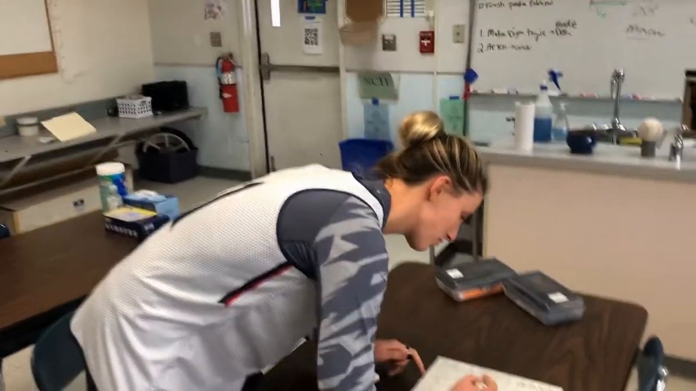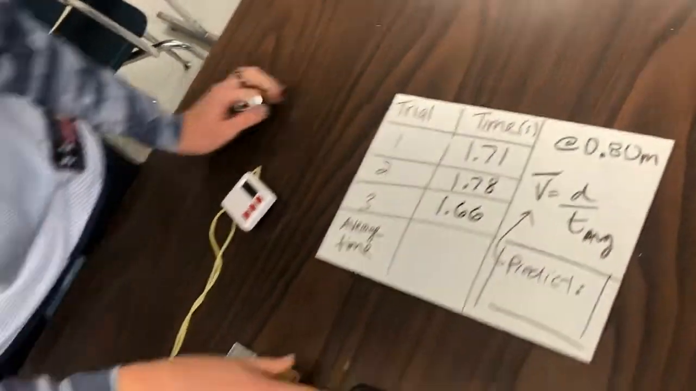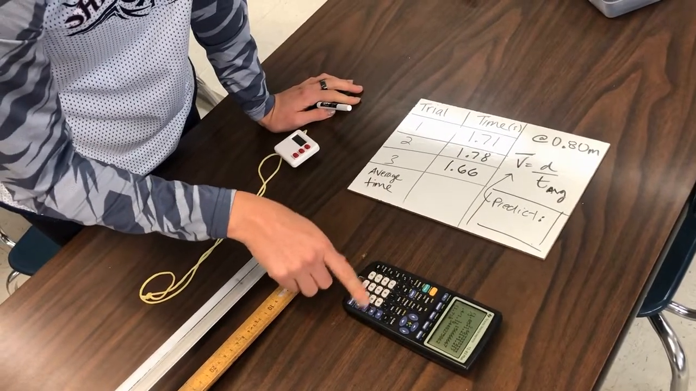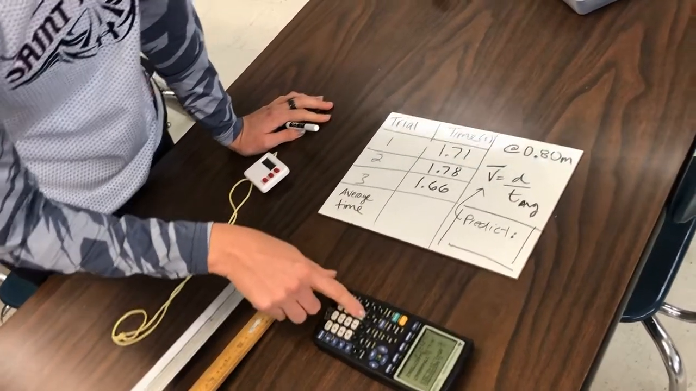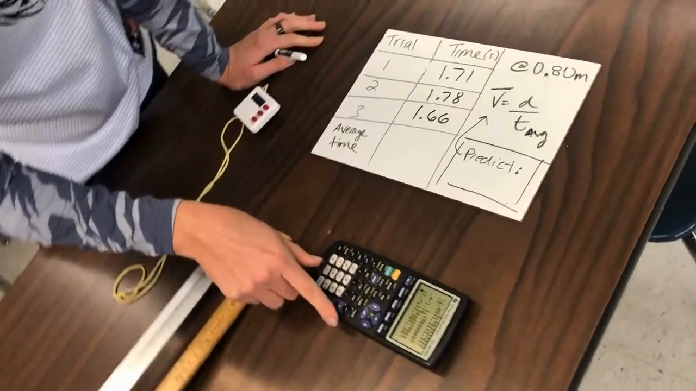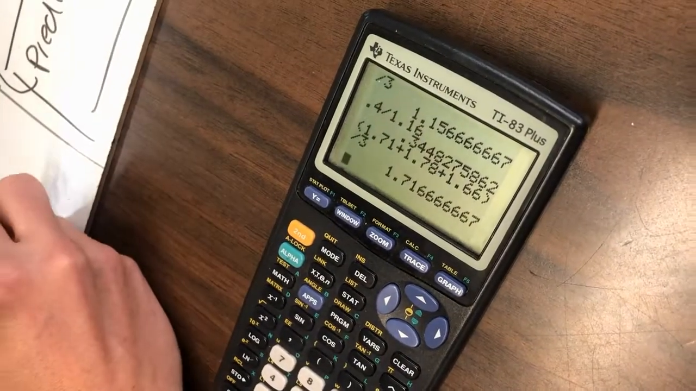1.66. Average time, here we go. Parentheses: 1.71 plus 1.78 plus 1.66, divided by, how many numbers do we have? 3. And I get an average time of 1.72.